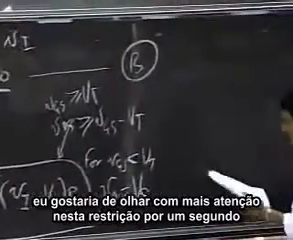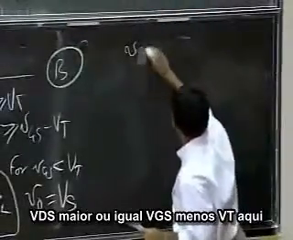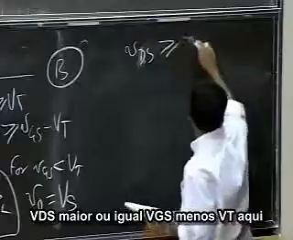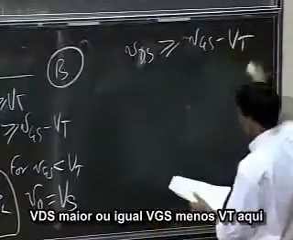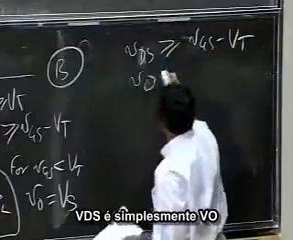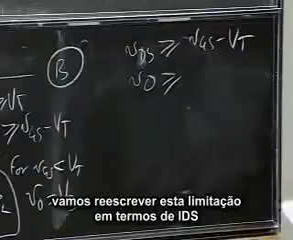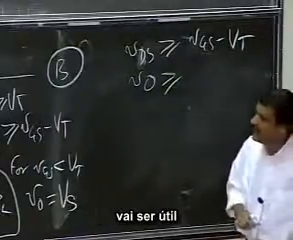I'd like to stare at this constraint with you for a second. VDS greater than or equal to VGS minus VT here. And VDS is simply V0. And I want to rewrite this constraint in terms of IDS. It will come in handy.